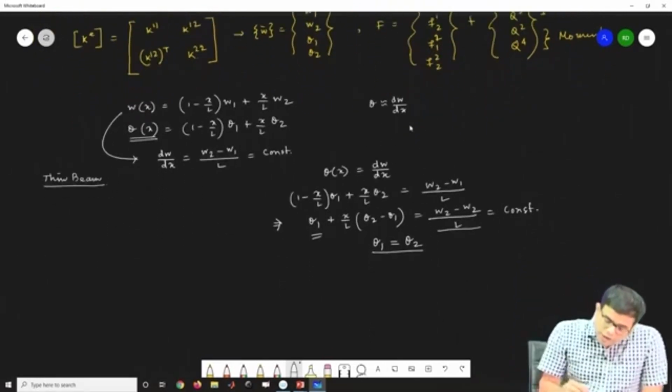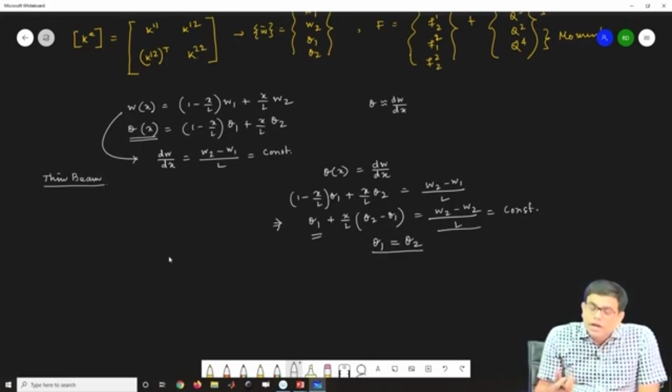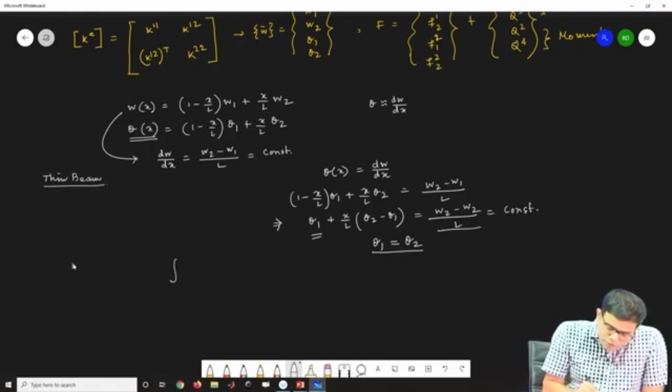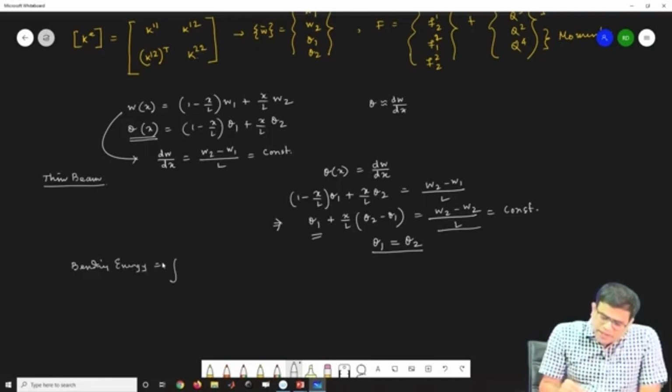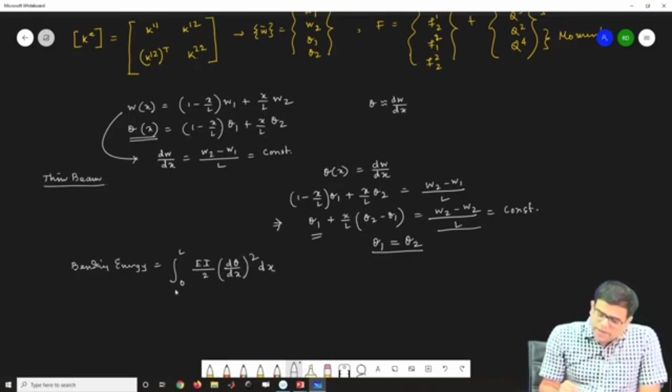Because our weak form contains this term, that is the bending strain energy. If you write the bending energy, it is actually the integral from 0 to L of EI by 2 into d theta by dx whole square dx. So this is my bending energy.